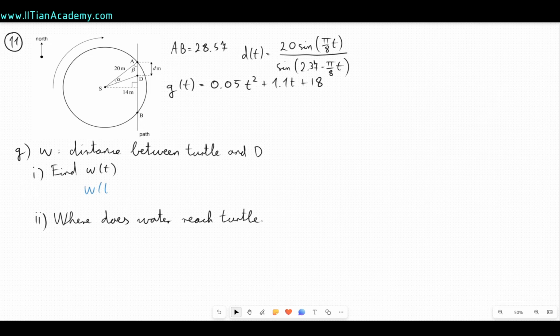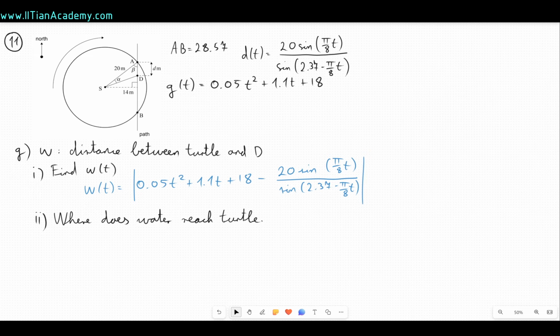So we can say W of t is simply 0.05 t squared plus 1.1 t plus 18 minus 20 sine pi over 8 t, and it's all divided by sine 2.37 minus pi over 8 t, and this all has to be an absolute value as we simply want the distance, and this can be negative as well, but we don't really care about those situations. We just want the distance in absolute value.